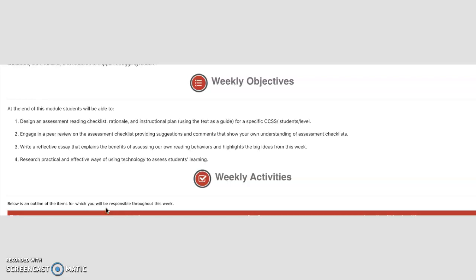There's also the reflective essay, and this is where you use the reading behaviors that you did from last week and really think about how that explains and benefits assessing our own learning behaviors, as well as highlight big ideas from the week. Again, I really encourage you to look at the rubrics for these assignments before beginning, because they ask you to cite your sources and do some additional research. And the last is to do some research on the practical and effective ways of using technology in assessing students' learning. So here's what you'll be able to do by the end of the week.